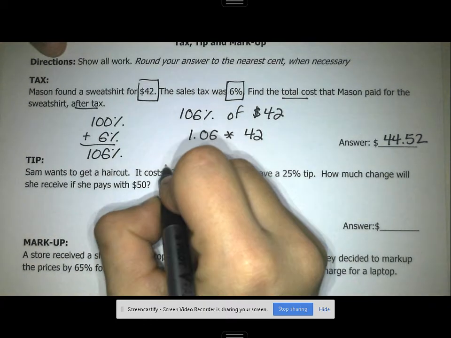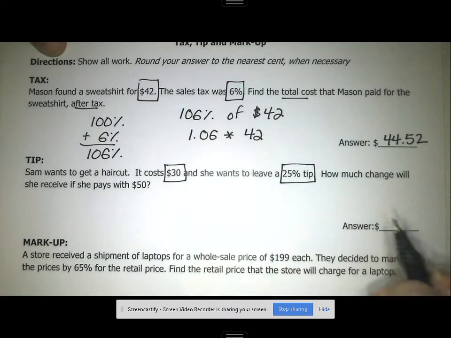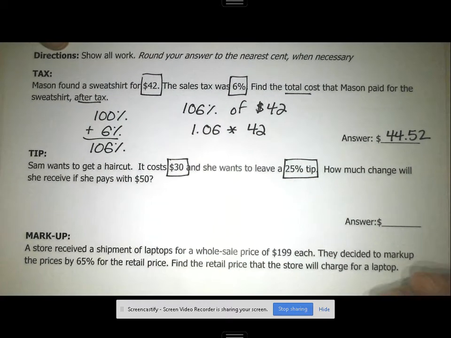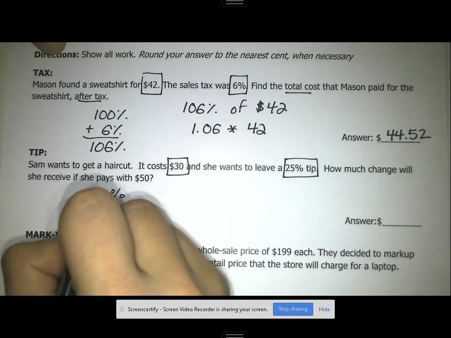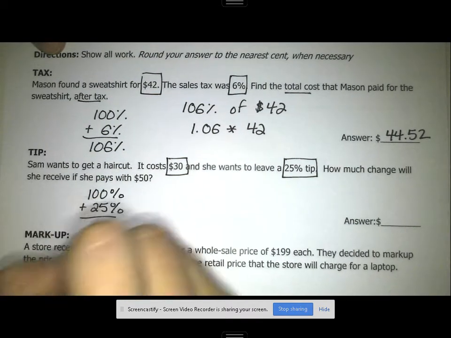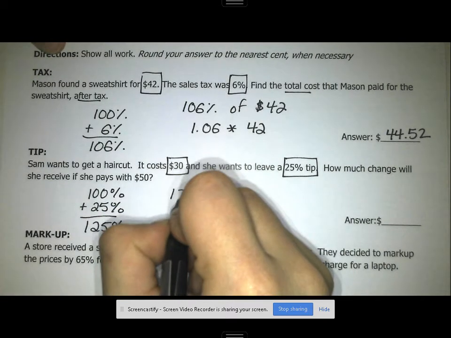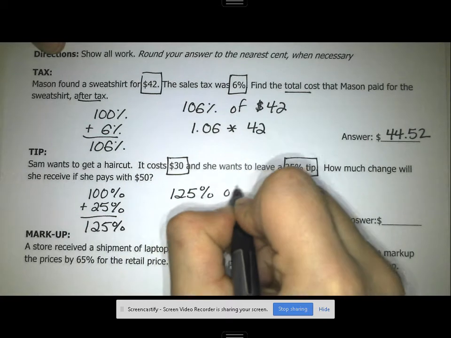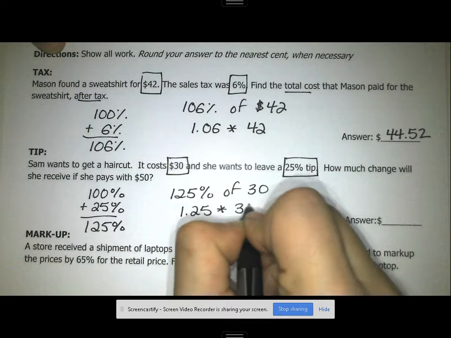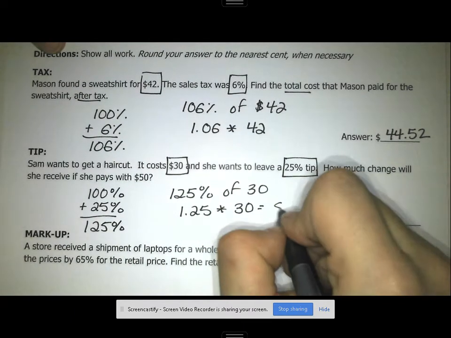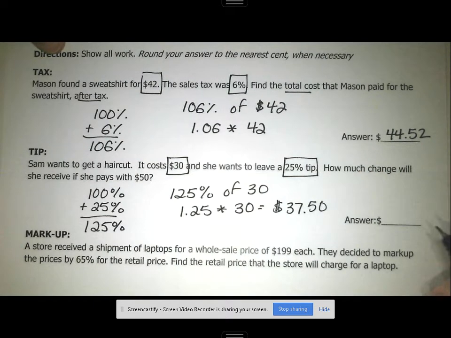Next one, Sam wants to get a haircut. It costs $30 and she wants to leave a 25% tip. How much change will she receive if she pays with a $50 bill? Okay, well, let's see. Sam's going to pay 100% of the cost of the haircut, and she's going to pay a 25% tip. So Sam's going to pay 125% of the cost of the haircut. So Sam's going to pay 125% of $30. In other words, 1.25 times 30. And 1.25 times 30 is she's going to pay $37.50.